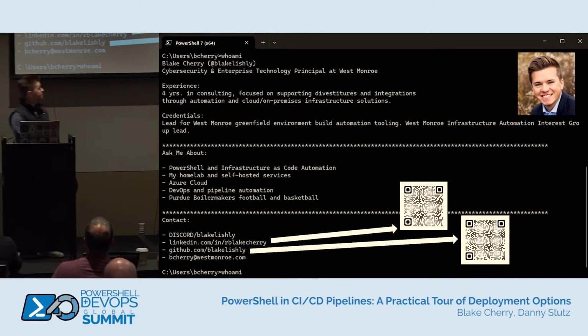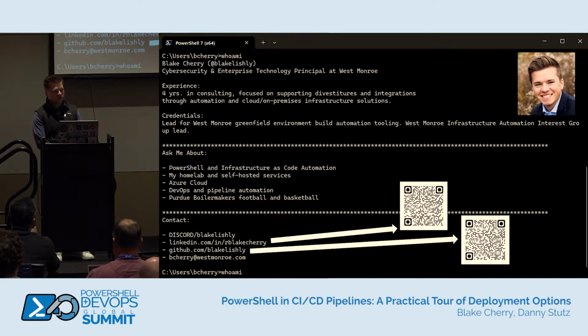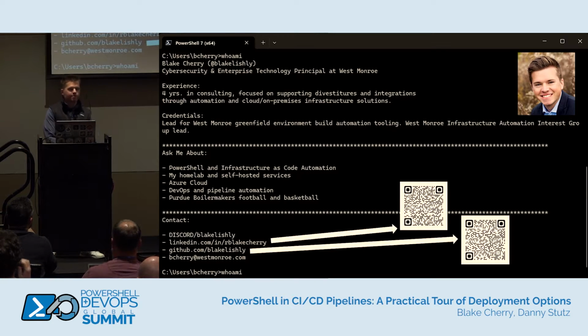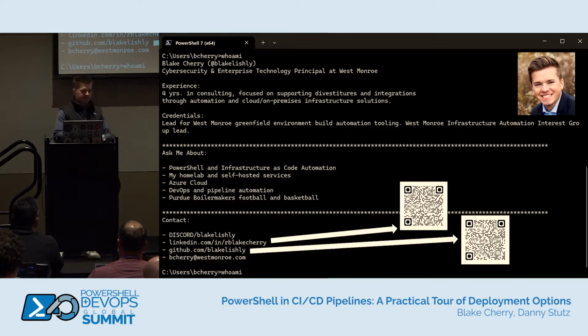Absolutely. So my name is Blake Cherry. I work with Danny at West Monroe. I'm a principal in our cybersecurity and enterprise technology practice. Work a lot together on divestiture and M&A type engagements, a lot of greenfield automation builds. If I catch you in the hallway, come talk to me about Purdue. I love Purdue. Or about my home lab setup, I'll talk to you for hours about home lab stuff.